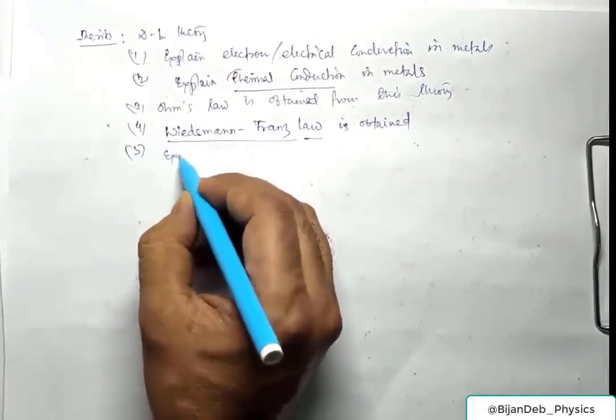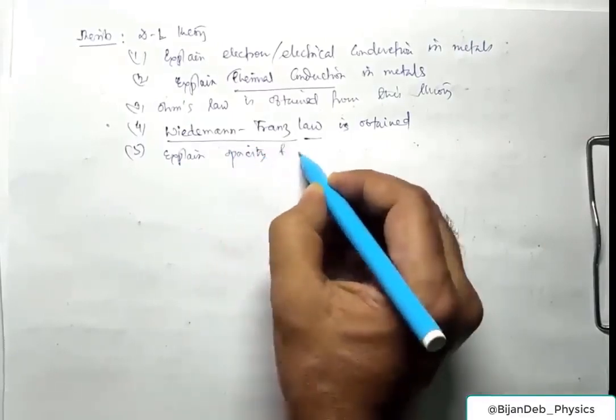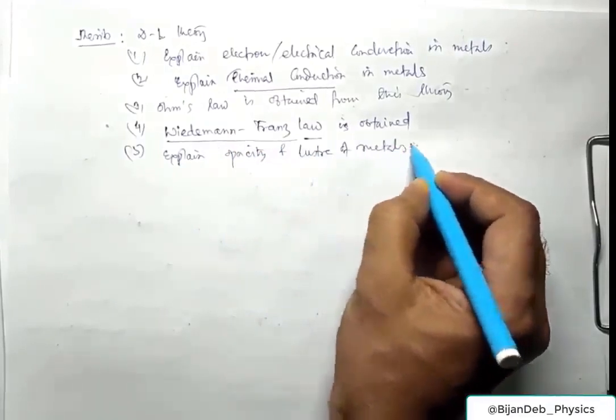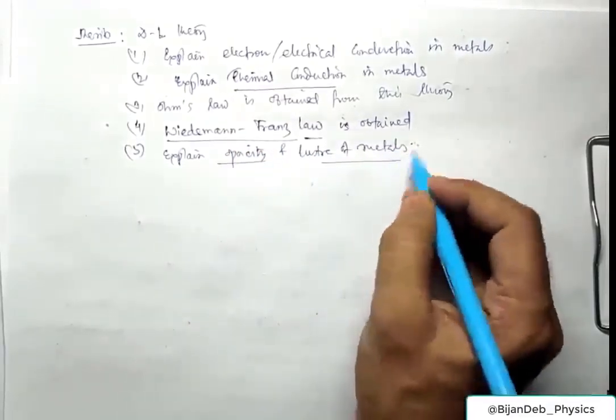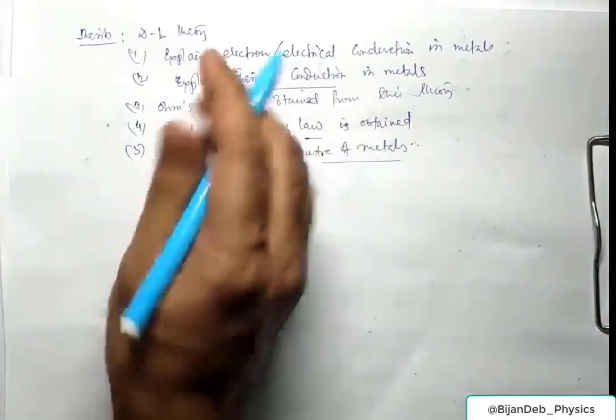This also explains opacity and luster of metals. This you have studied in electronics. Why are metals opaque? When an electromagnetic field falls on a metal, the free electrons absorb all the energy, so there is no passage of energy, and it appears opaque. And why luster? Once electrons get excited, they release the energy and go into the ground state after some time. This energy is radiated in all directions, so they appear lustrous. So these are a few of the merits.